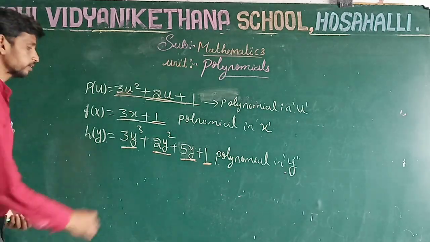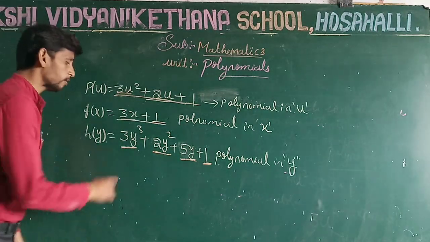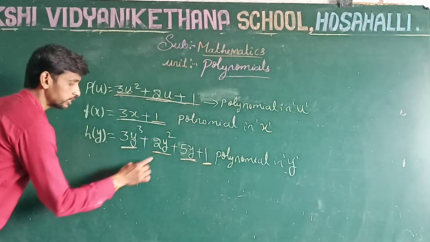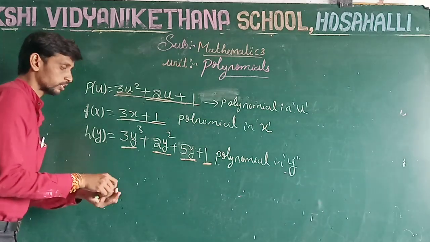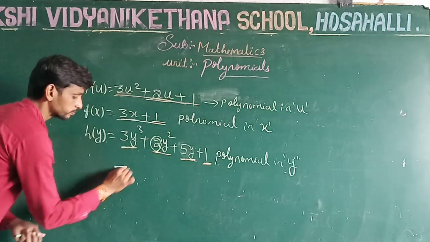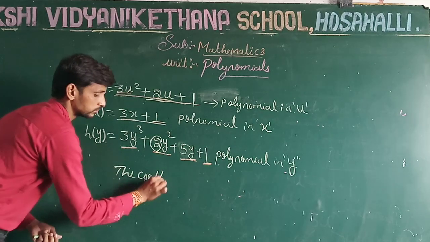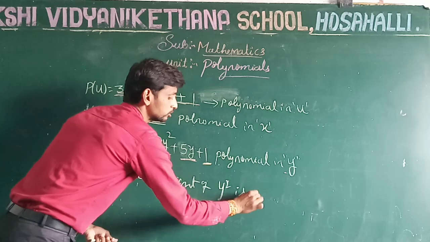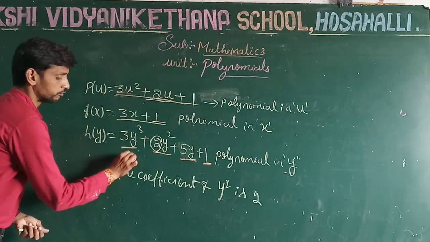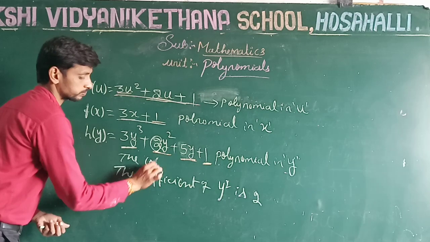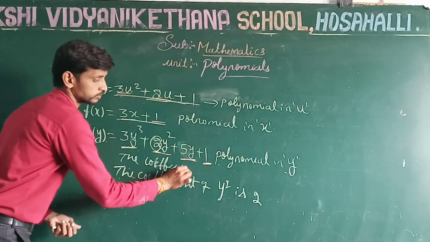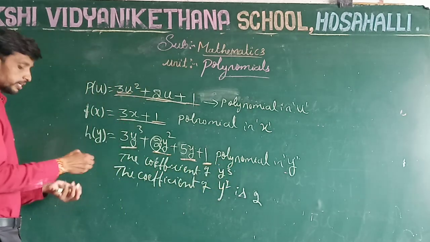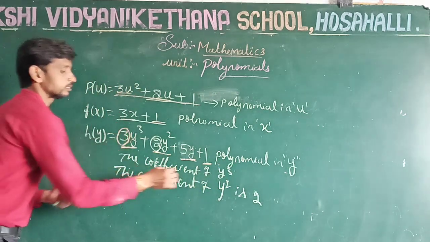So then you tell, what is the coefficient of y square? Here the coefficient of y square is 2. What is the coefficient of y cube? The coefficient of y cube is 3.